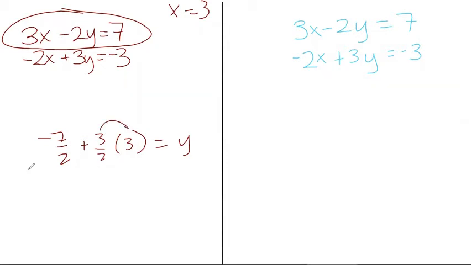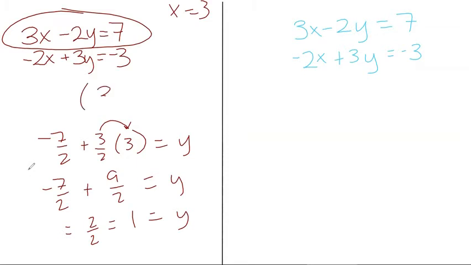if we multiplied 3/2 with the 3, we would get 9/2. And if we add a negative 7 over 2, negative 7 over 2 plus 9 over 2 is just equal to 2 over 2, which is equal to 1, which would equal y. But now we have our value for x and our value for y. So our final solution would just be x is 3 and y is 1.